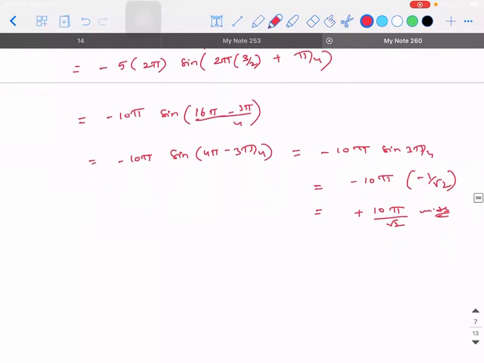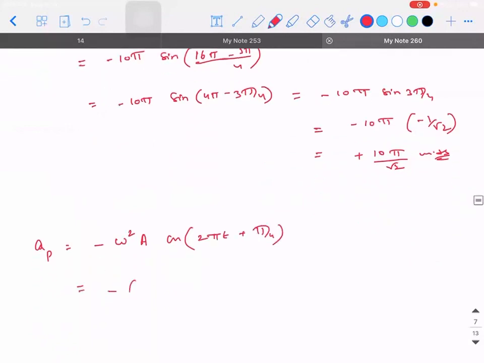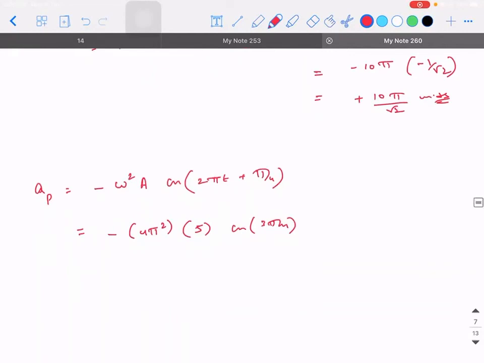Now, what about the acceleration of the particle, guys? Minus omega square a cos of 2 pi t plus pi by 4. So minus of omega square is 4 pi square, into a is 5, into cos of the same 3 pi by 4. That will be minus 1 by root 2. So 20 pi square by root 2 units.